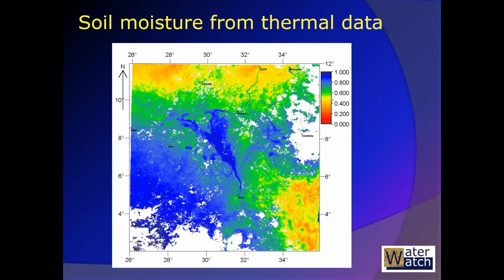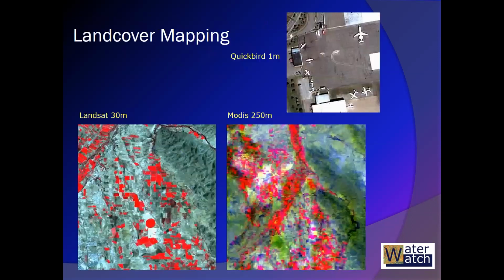In the same way, we can get soil moisture. This is an example of soil moisture from thermal data. And we can get different soil moisture information. We can get soil water indices, etc. as well. And this is an example from thermal data, thermal imagery over a specific area.